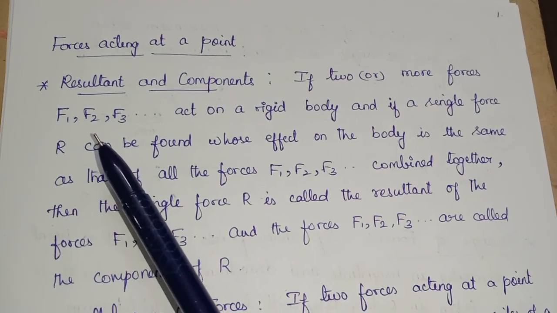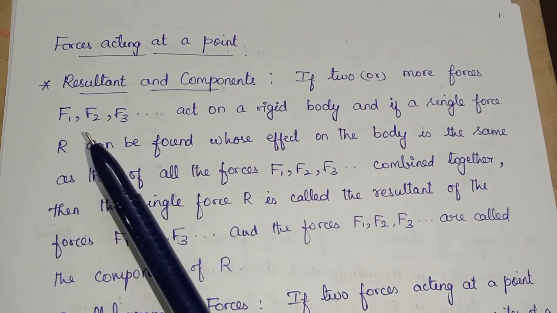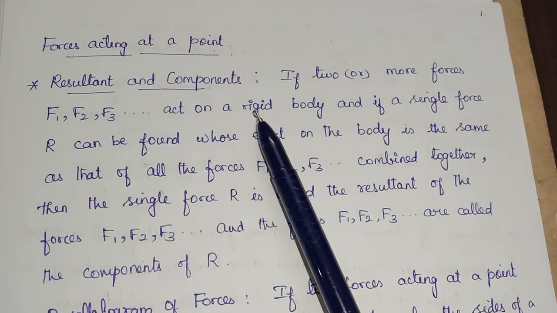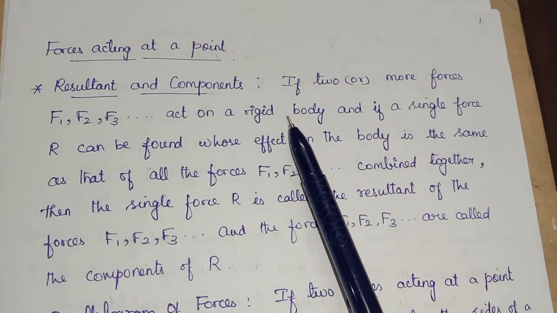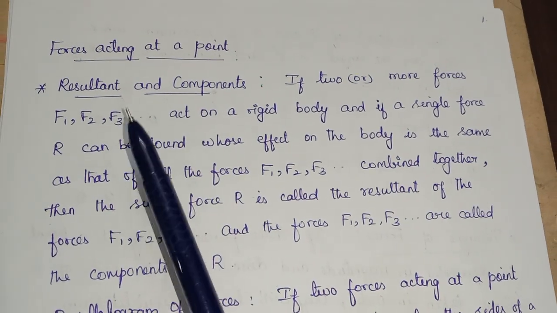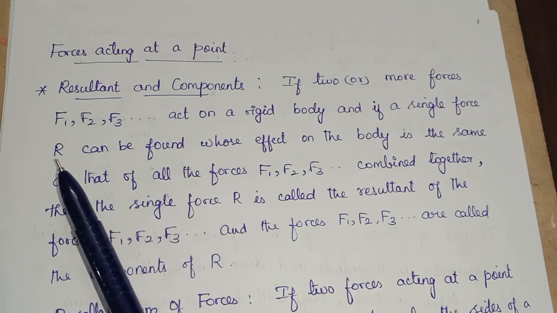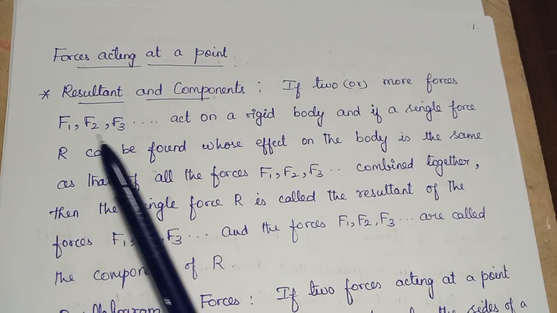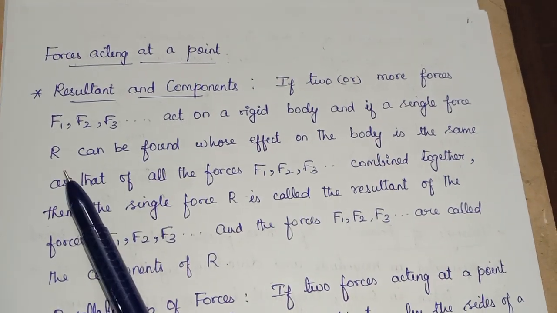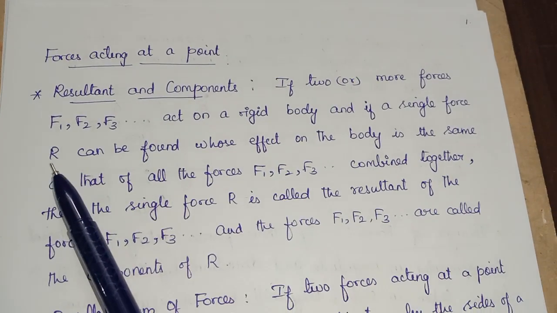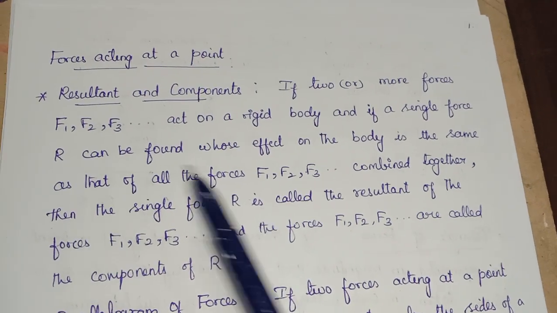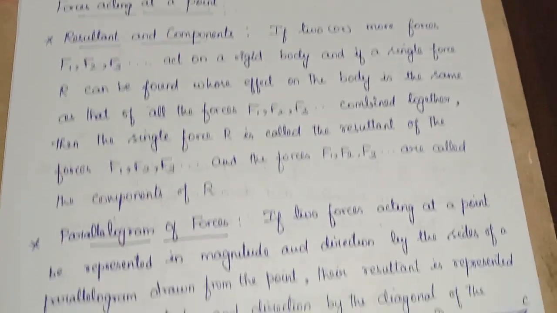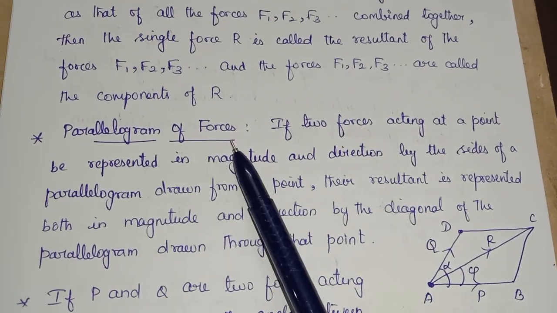See, suppose in a rigid body I have several forces F1, F2, F3 and so on. So several forces are acting on a rigid body. Suppose instead of all these forces, I can find a single force capital R which can give the effect of all these forces. That is replacing a number of forces with a single force with the same effect. Then this R is called the resultant and this F1, F2 are called the components. Okay, right. Then next one is parallelogram law of forces.